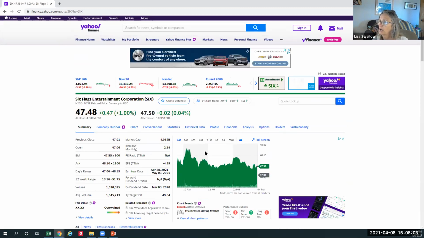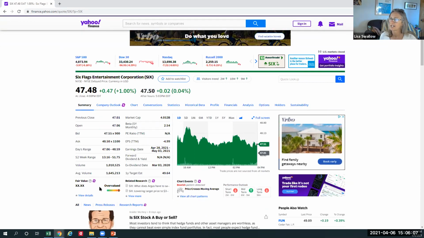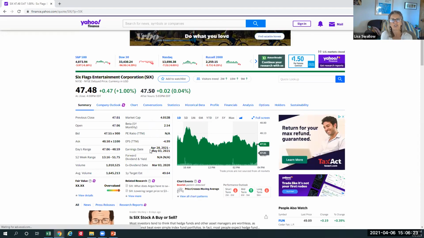Okay. Now there's some interesting stuff going on here. Six Flags, you know how to do all this, the range, the volume, market cap, a paltry 4 billion. Beta, it's a little higher risk. PE ratio is NA because the earnings per share is a negative $4.99. What the heck does that mean?